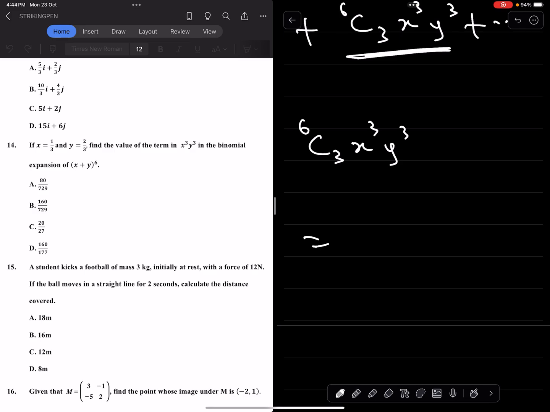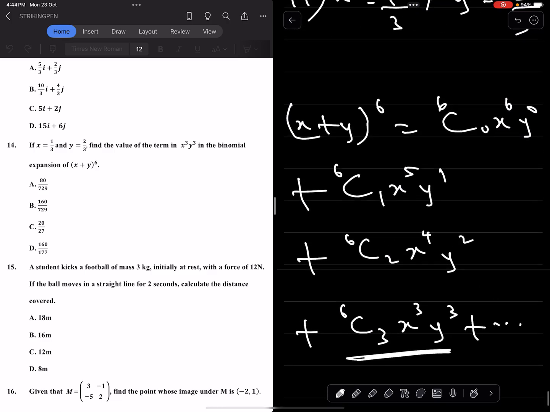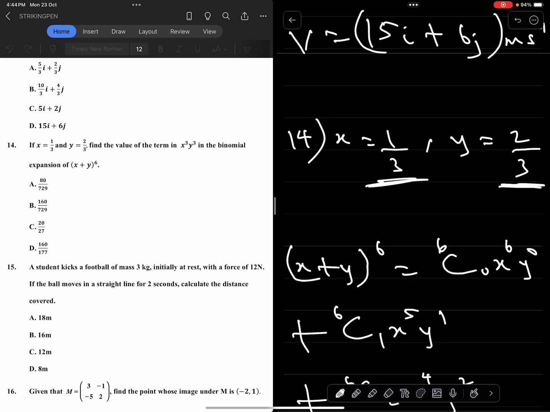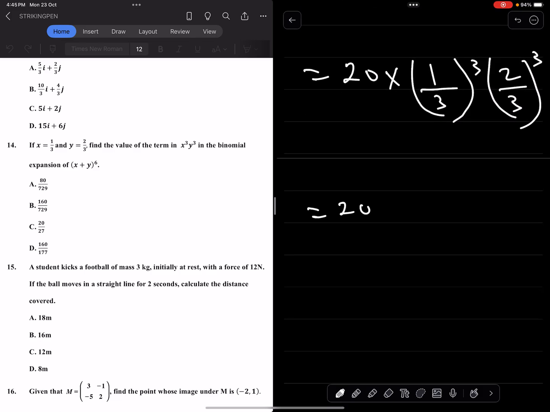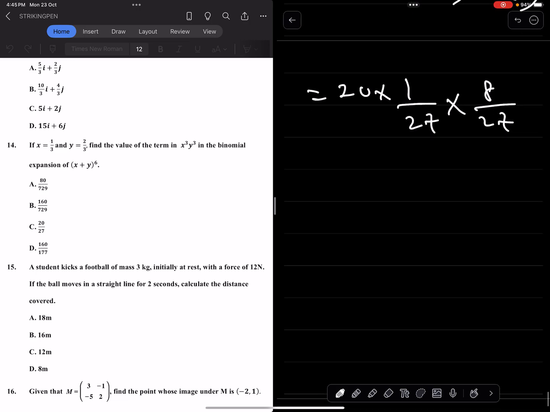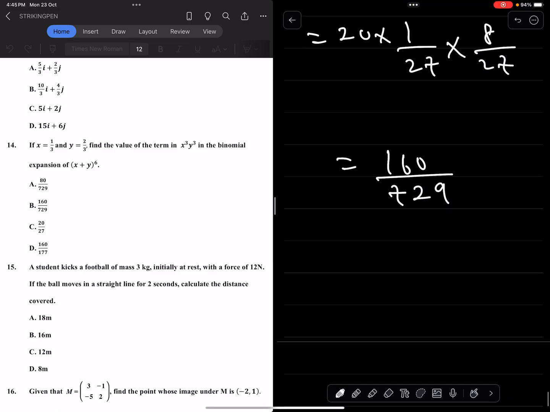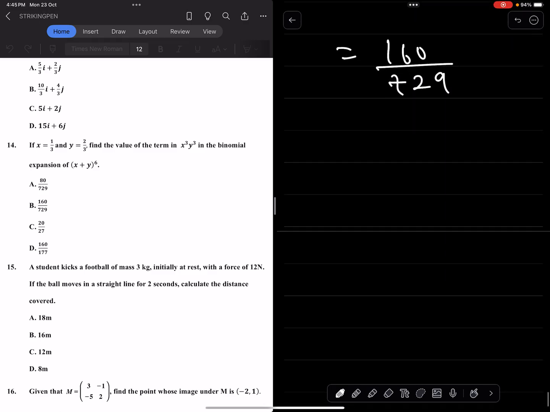6c3, let me check that. 6c3 is 20. That's 20 times x, what's x? X is 1 over 3 and y is 2 over 3. So that means 20 times 1 over 3 raised to power 3 times y, which is 2 over 3, the cube of 2 over 3. And that simply means 20 times 1 over 27, times 8 over 27. And that's the same as 160 over 729. And the correct option is B.